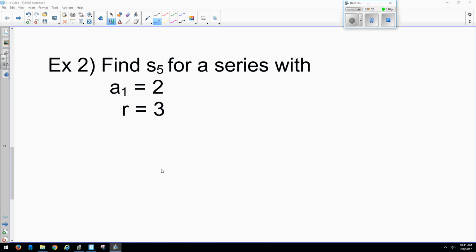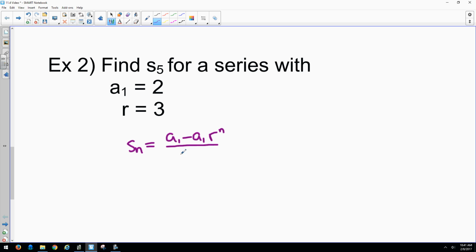So here's an example. I'm going to actually show you 2 different ways to get this. Starting with the formula. So here's the formula again. So we're looking for the sum of the first 5 terms of this sequence. So we're looking for S sub 5. Our first term is 2. Our common ratio is 3. Number of terms is 5.